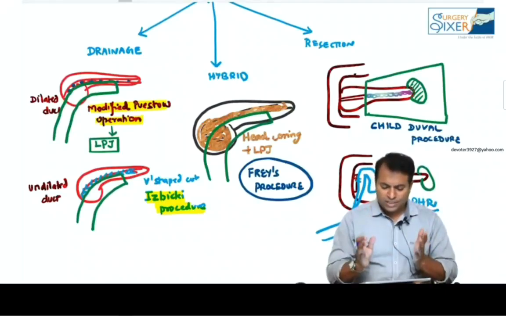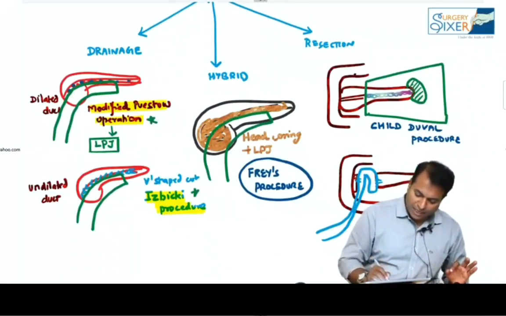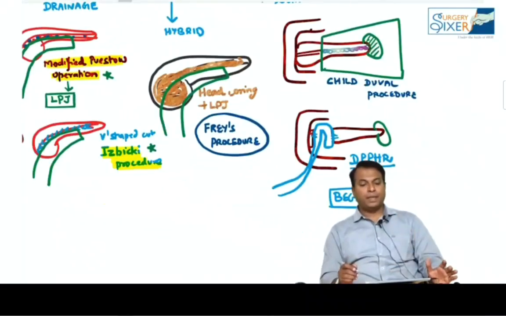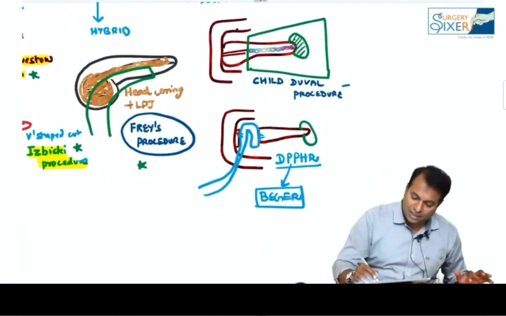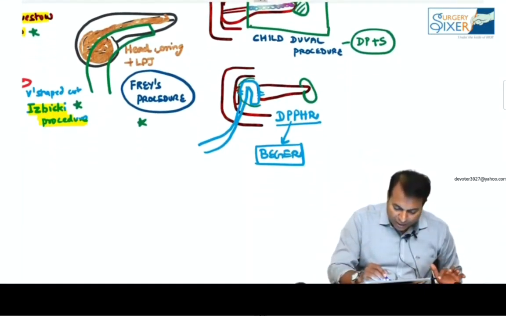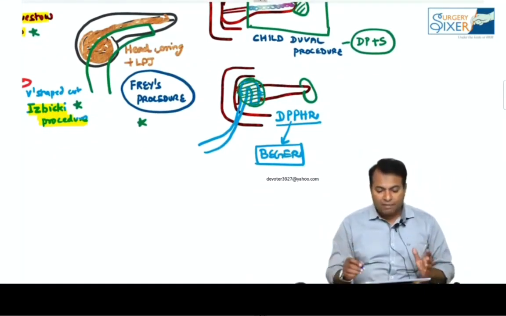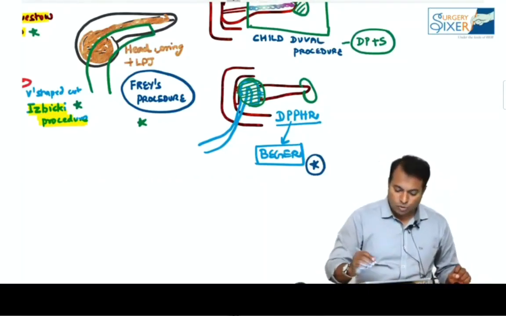So there are so many other procedures for chronic pancreatitis. Just know these names. The drainage procedures are modified Puestow and Izbicki. The hybrid procedure is Frey. And please don't forget that the two resection procedures are Child, which is nothing but distal pancreatectomy plus splenectomy, and DPPHR, which is removing only the head. Only the head is removed, and we bring a jejunum and anastomose there, known as duodenum preserving pancreatic head resection of Beger. So this is known as Beger's procedure.